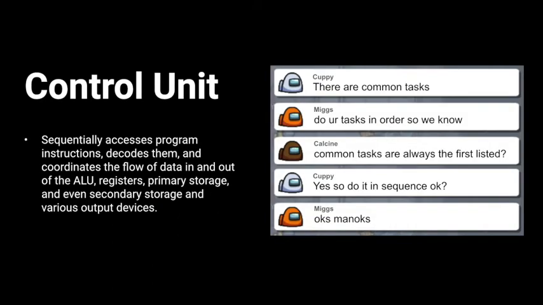Next up is the control unit. Think of the control unit as the manager of the processor. It instructs where things have to go and how. The control unit sequentially reads the instructions, decodes it, and tells everyone how to do the task.